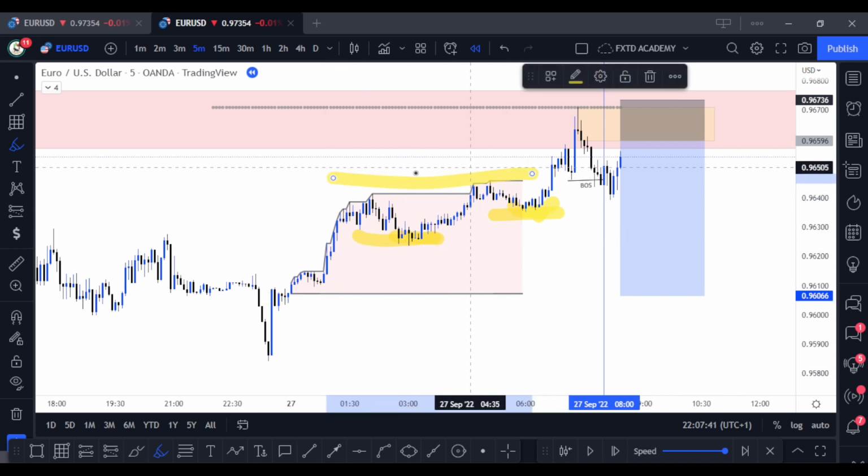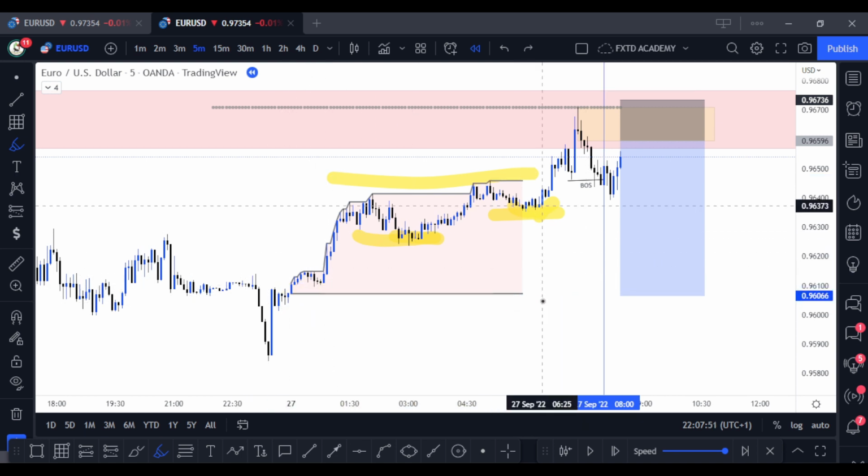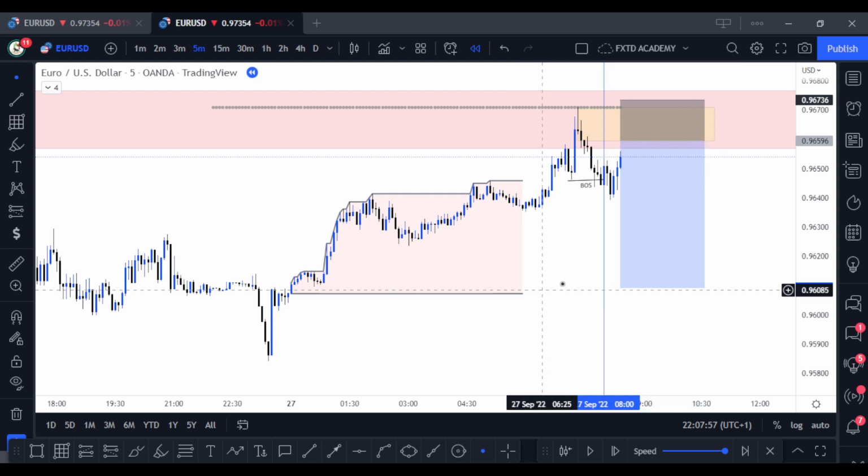Whenever the Asian high is taken and price is bearish, then we are ready for sell. And where should you target? You have to target the liquidity below, and we have the Asian low here, so that becomes the liquidity we are targeting, right? So we want to push it to at least a reasonable place. So that's 1 to 3, almost 1 to 4 risk to reward.